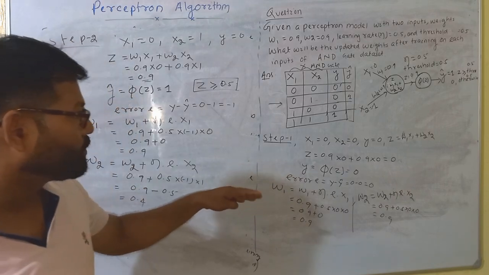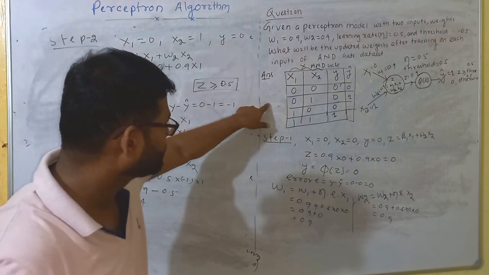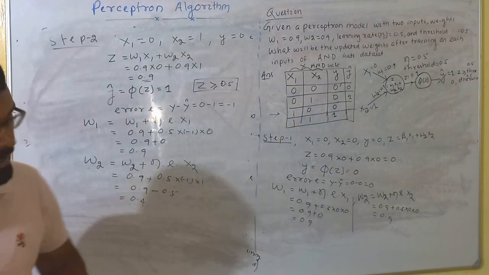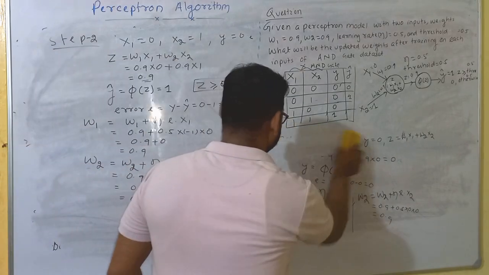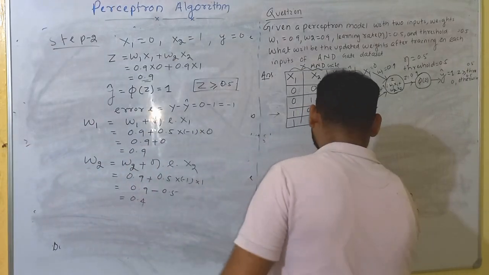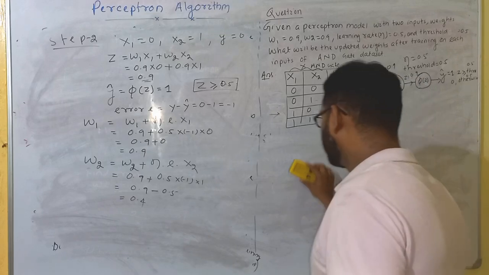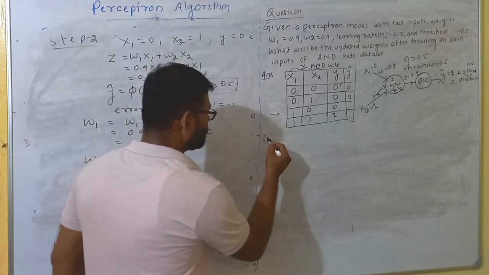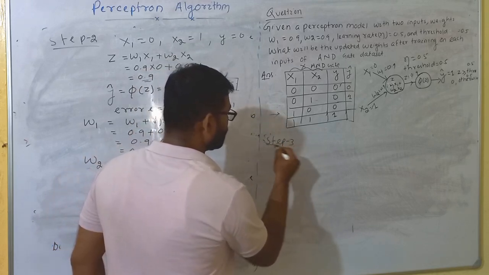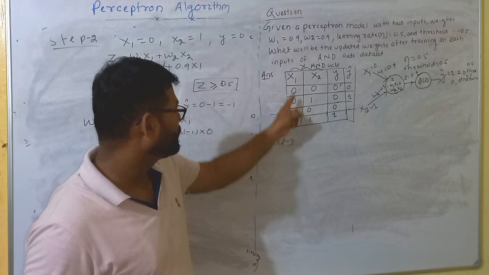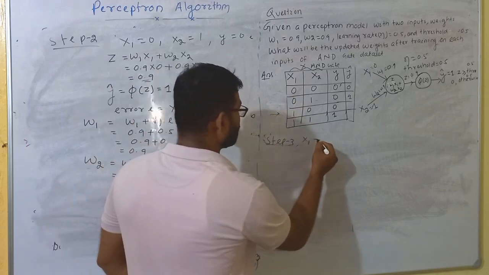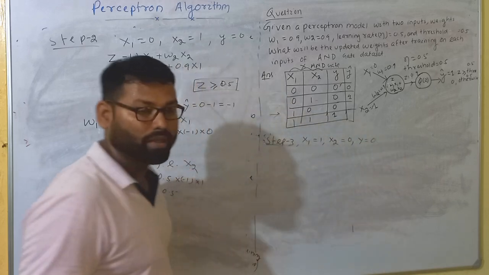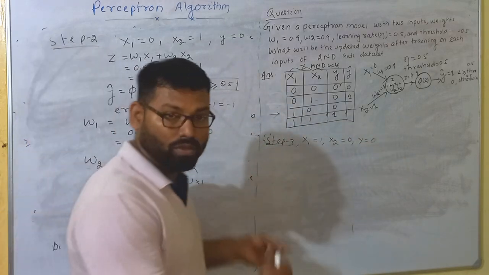Okay. So now proceed to the next step, which means another example. Now go to this example. So step 3. In step 3, what is going to happen? This is now the input: x1 is equal to 1, x2 is equal to 0, and the real y value is equal to 0.